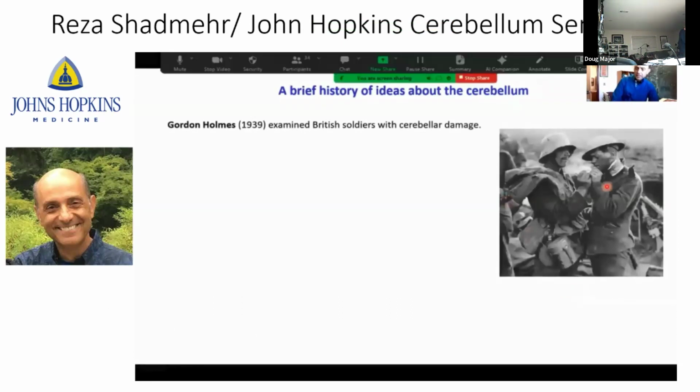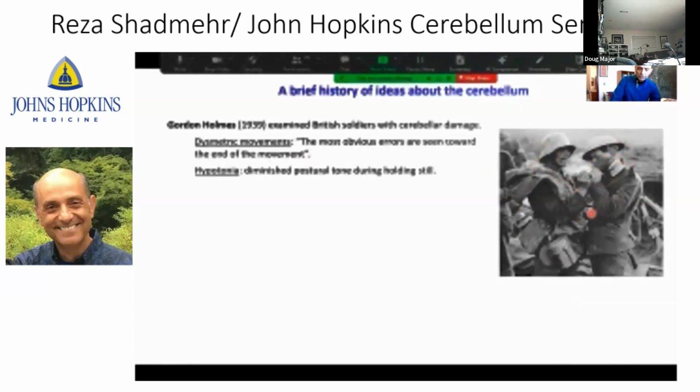And this is something that I learned from David Z. What you notice in this picture is that the British soldier is missing the helmet that would protect the back of his head, whereas the German soldier has that helmet. So this unfortunate design flaw in the British armament led to Gordon's examination of these soldiers that had cerebellar damage.